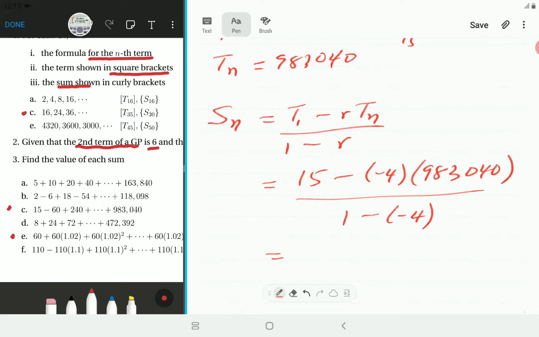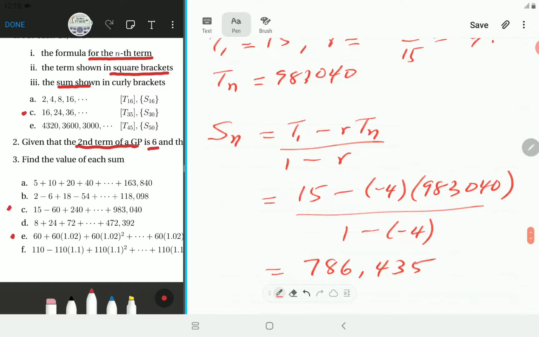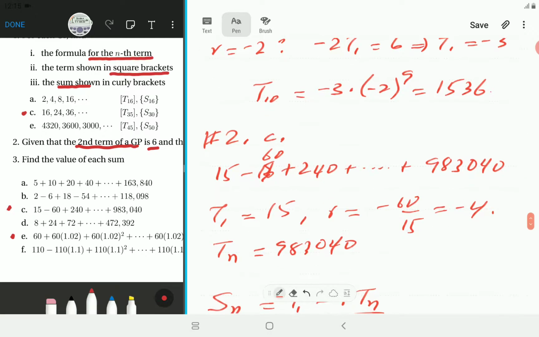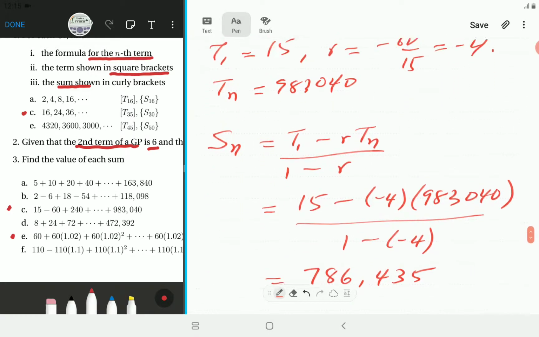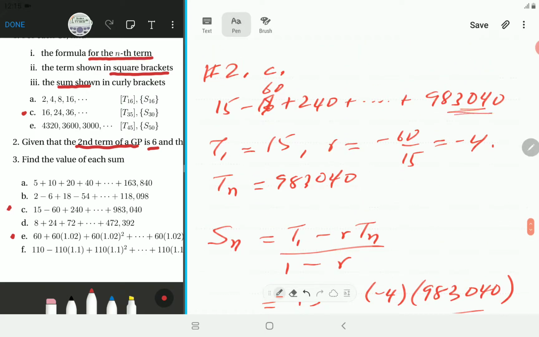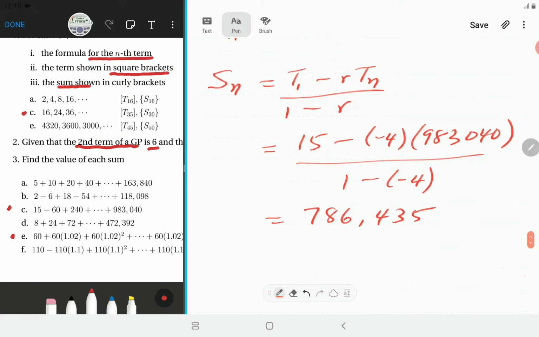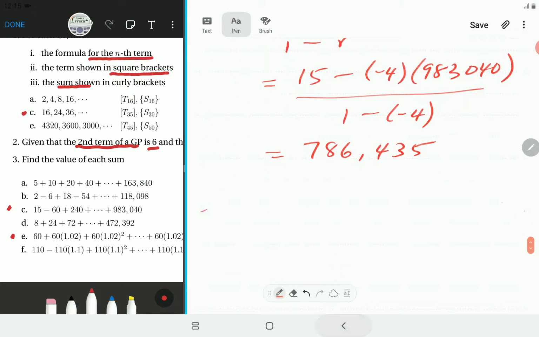We're going to find 786,435. So obviously in this case, since some of the numbers are positive and some of the numbers are negative, when you add up they cancel out. So that's why the sum of these numbers is even slightly smaller than the last number there, because that number is 900,000 or so. This one is 700,000.